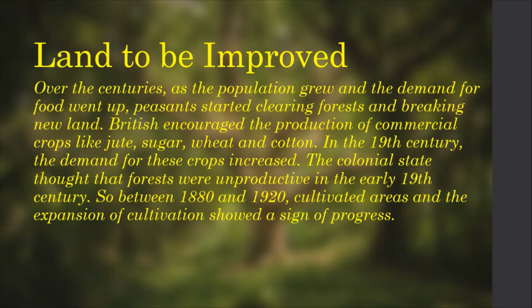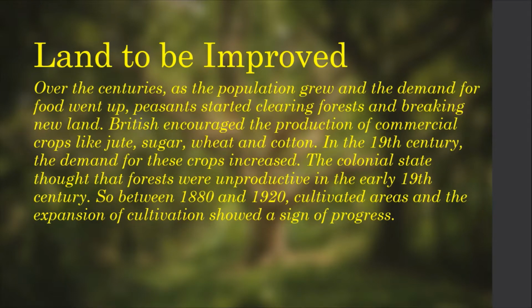Land to be improved. Over the centuries, as the population grew and the demand for food went up, peasants started clearing forest and breaking new land. The British encouraged the production of commercial crops like jute, sugar, wheat and cotton. In the 19th century, the demand for these crops increased.